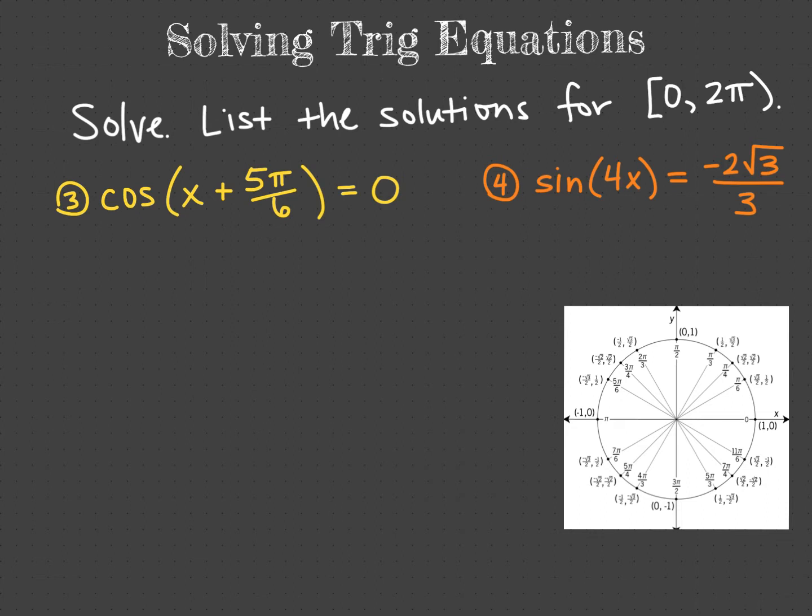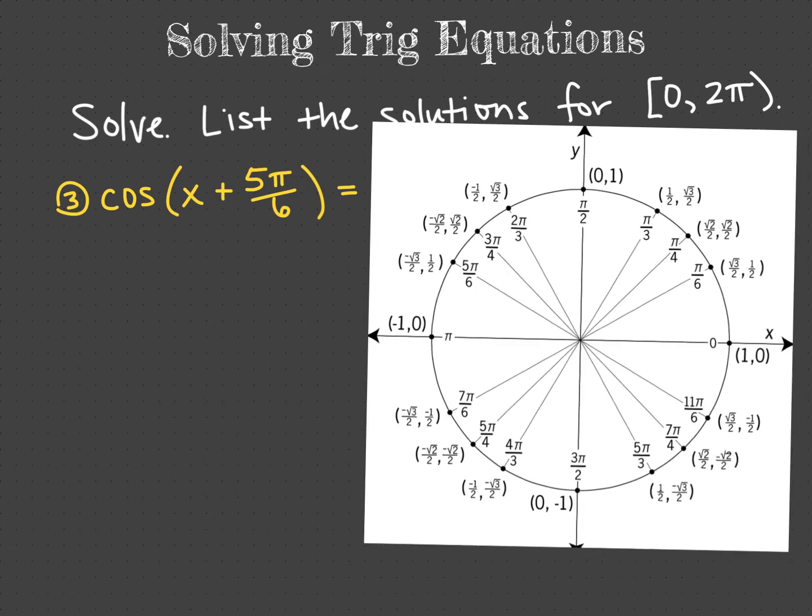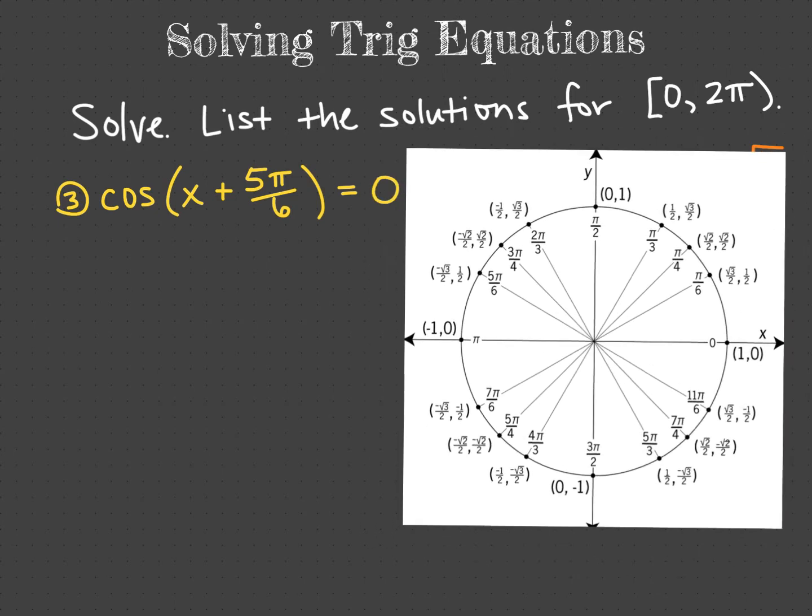Here we want to solve cosine of x plus 5 pi over 6 equals 0. So let's see, where is the cosine 0? Then we'll set what's inside here equal to that, since that will make it true. Well, the cosine is the x value, as we know, and that means the cosine is 0 at pi over 2, and the cosine is 0 down here at 3 pi over 2.